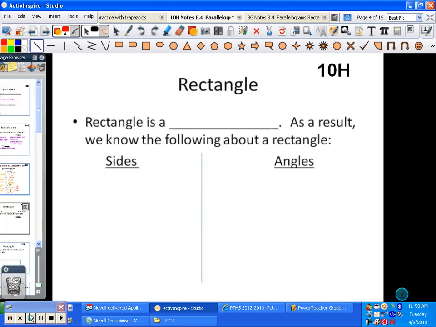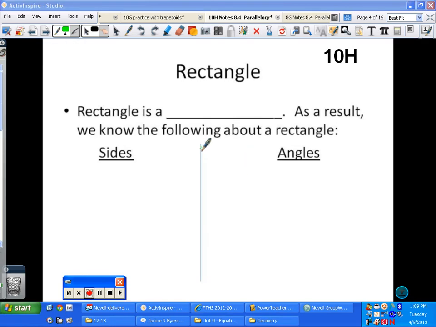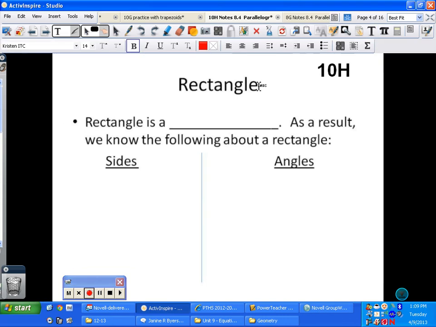We're going to talk specifically here about rectangles. So we have a rectangle. A rectangle is a parallelogram. It's one of our parallelograms that we're talking about in this section of notes. So all the things that are true about a parallelogram are true for the rectangle, but also, well, first let's add those. So we have two pairs of parallel sides. We have two pair of congruent sides.